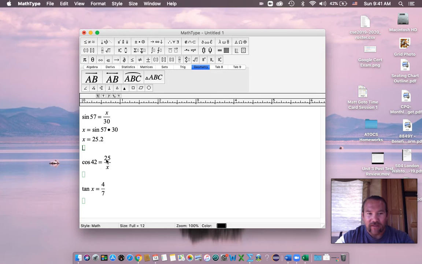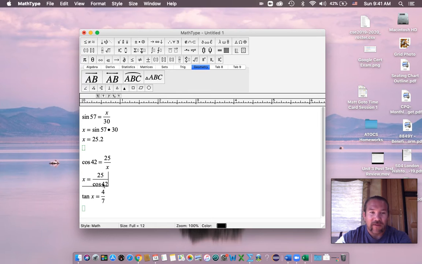Now here's a little trick, guys. Anytime your x is in the denominator, what you can do is exchange it with what's over here. So that means x equals 25 divided by the cosine of 42. Okay. So since our x is now by itself, we now can go to use our calculator.